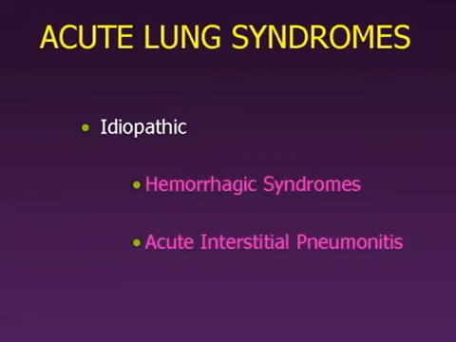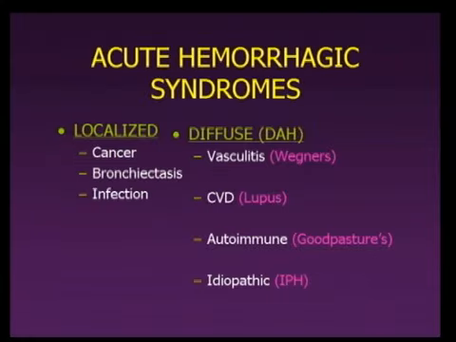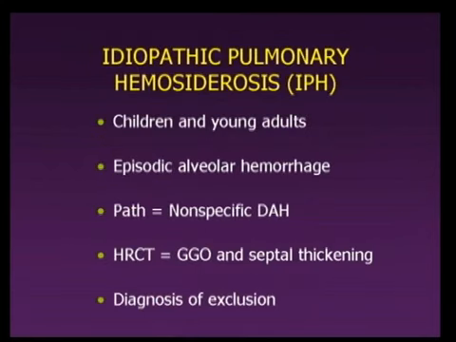Idiopathic lung syndromes that can present acutely include the spectrum of hemorrhagic syndromes and acute interstitial pneumonitis. Localized hemorrhagic syndromes can be due to cancer, bronchiectasis, or infection, but I'm going to focus this morning on the diffuse alveolar hemorrhage syndromes: vasculitis such as Wegener's, lupus we just saw, autoimmune diseases such as Goodpasture's, and idiopathic diseases such as idiopathic pulmonary hemosiderosis.